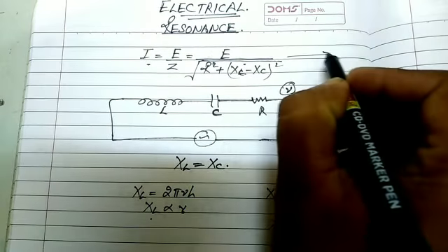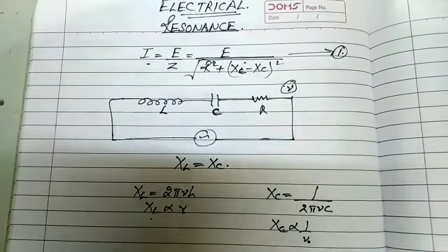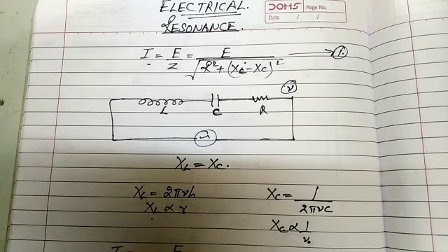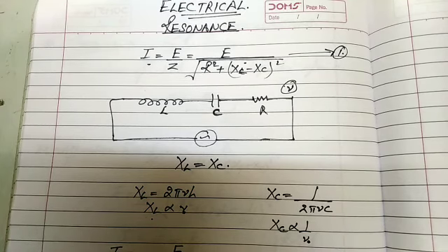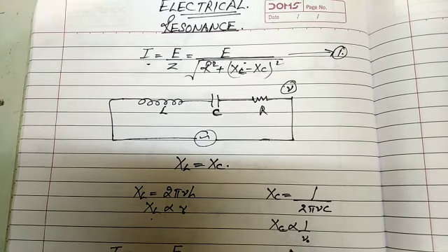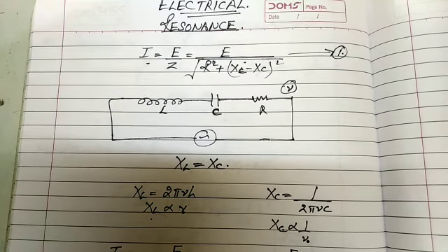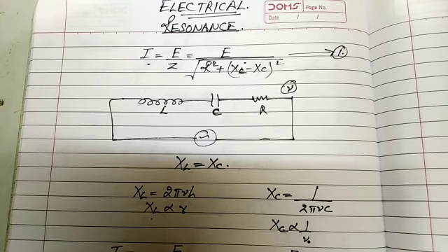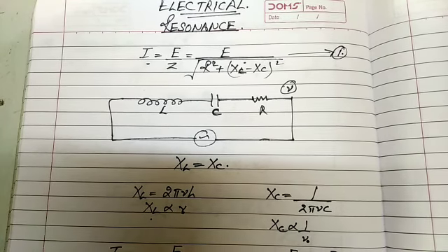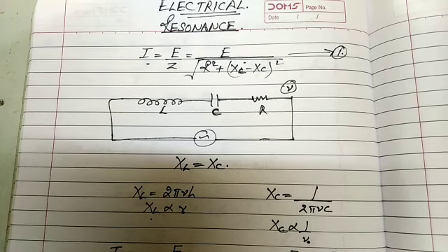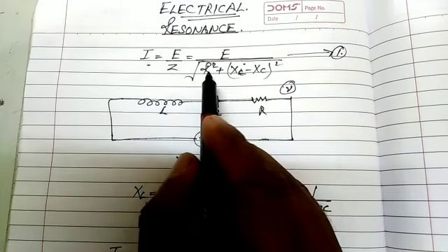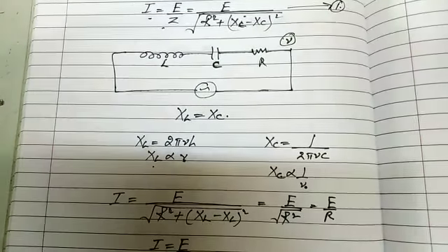So we will put these values in equation number 1, that is I is equal to E upon the square root of R square plus (XL minus XC) square. This becomes 0, so we have the square root of R square in the denominator, that is I is equal to E upon R. Here R becomes equal to Z.